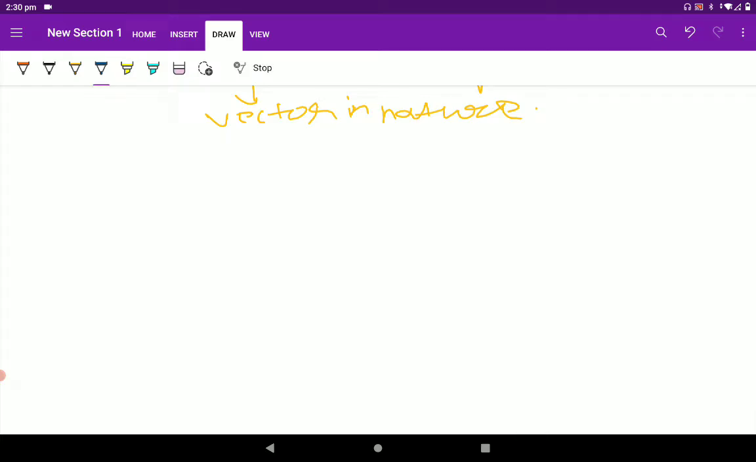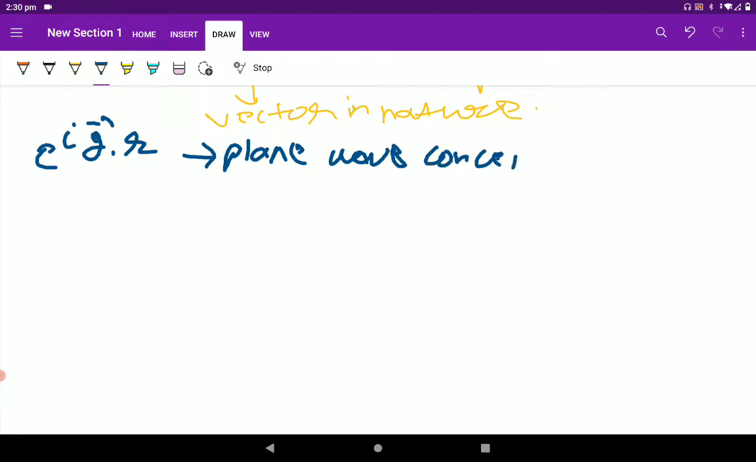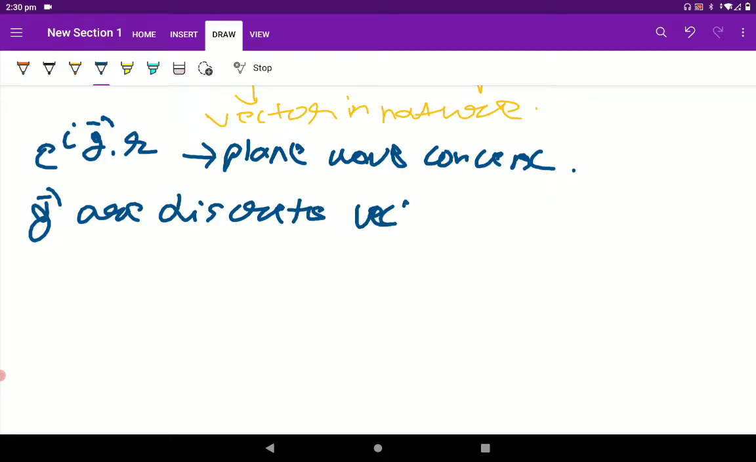Okay, so in quantum mechanics, this expression is a plane wave concept. So G are discrete vectors or points in a reciprocal space.